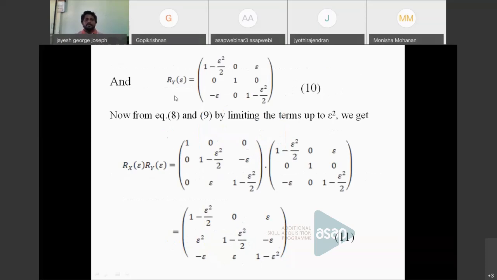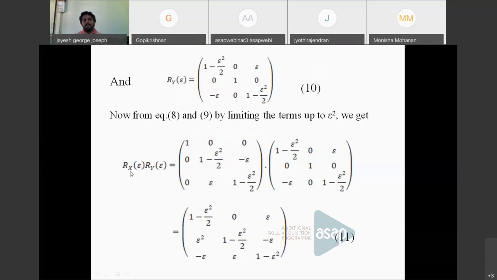And R_y of epsilon is equal to, here also the Y component will remain unchanged, so that matrix you can write in this form: 1 minus epsilon squared by 2, 0, epsilon; 0, 1, 0; minus epsilon, 0, 1 minus epsilon squared by 2. Now from equations 8 and 9, by limiting the terms up to epsilon squared, we get, initially we have to determine this quantity in order to check the commutation relation.